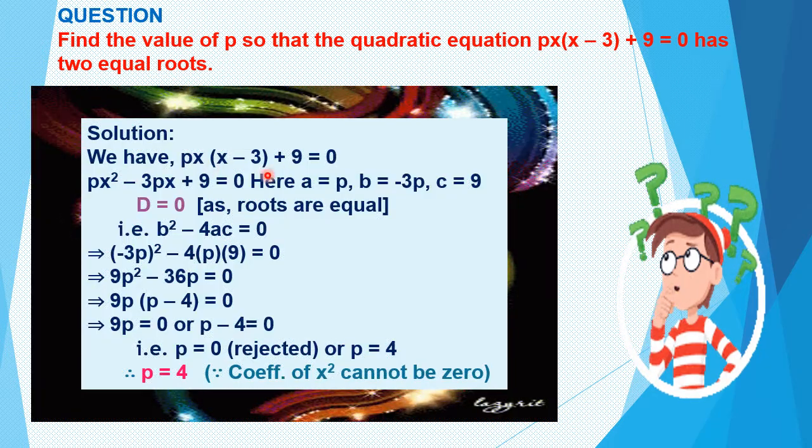First of all, simplify this equation a little bit. Open this bracket, you will get px square minus 3px plus 9 is equal to 0, where a is p, b is minus 3p and c is 9. Now since the roots are equal, D is equal to 0, where D is equal to b square minus 4ac. Now substitute the values of a, b and c respectively. After solving, you will get p as 0 or p as 4. But we will reject p as 0, because if p becomes 0, then the whole equation becomes a linear equation, not a quadratic equation. That's why p is equal to 0 has been rejected. So what's the final answer? p is equal to 4.